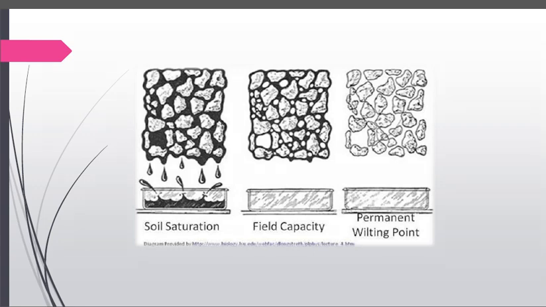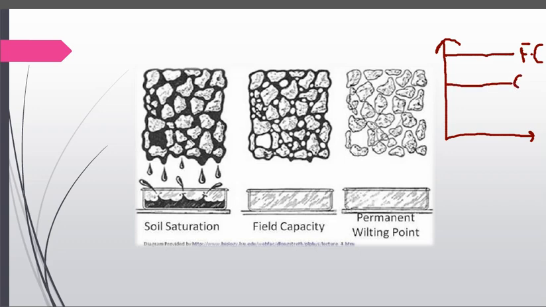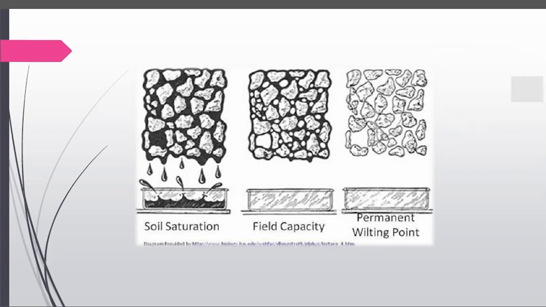See, suppose this is the x-axis and this is the y-axis. Fine. This is our field capacity. After that, this is the optimum moisture content, OMC, and after that again.